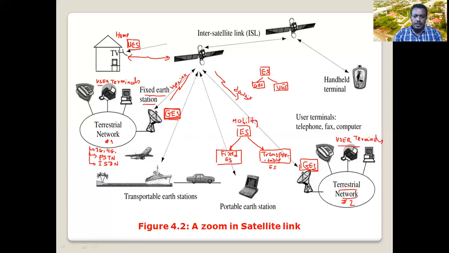But earth stations can also be portable, transportable, like this, as you can see here, the airplane, earth stations on the ships, on the cars, GPS, handheld terminals, mobile phones. All these are not fixed. This earth station is transportable. So based on mobility, earth station can be fixed or transportable. Based on user, earth station can be gateway earth station and user earth station.